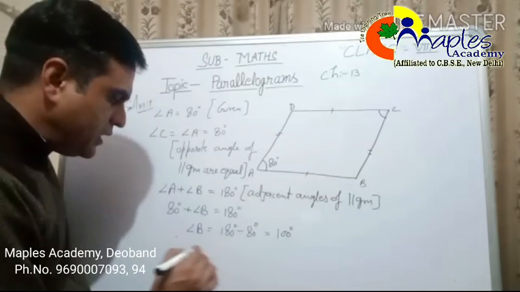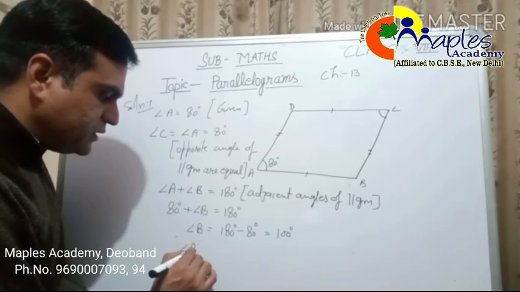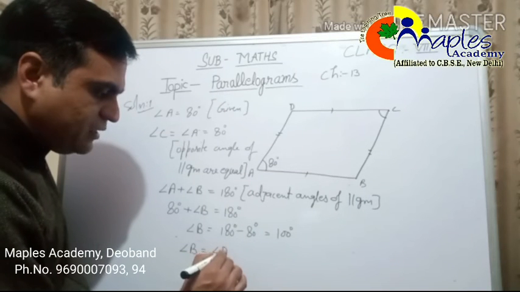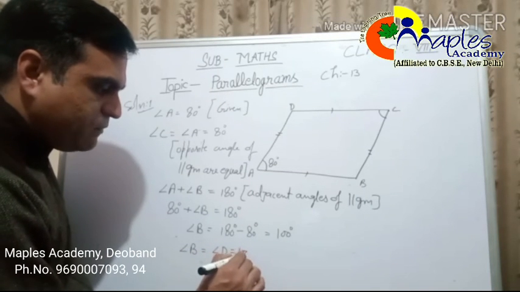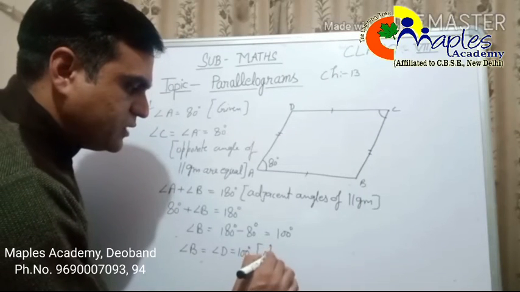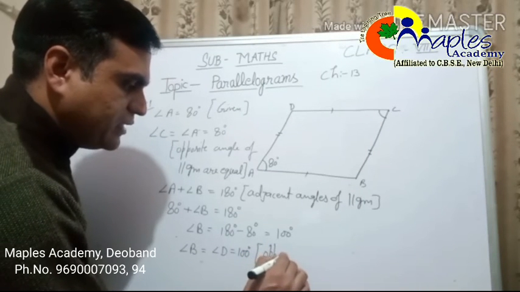If angle B is equal to 100 degrees, then what is the measure of angle D? This is obviously equal to 100 degrees. Why? By the property of opposite angles of a parallelogram.